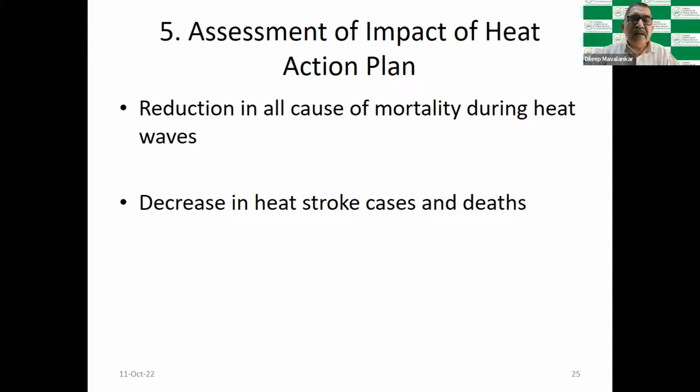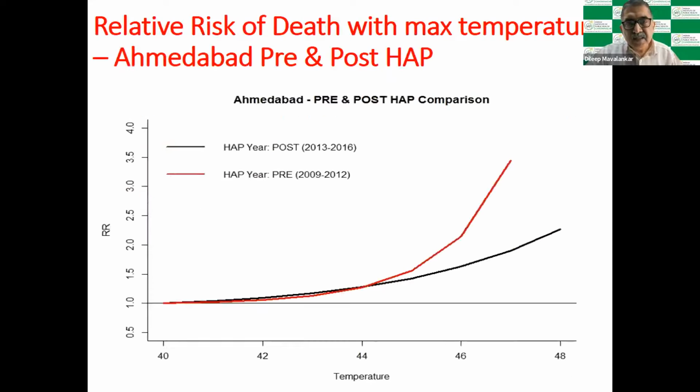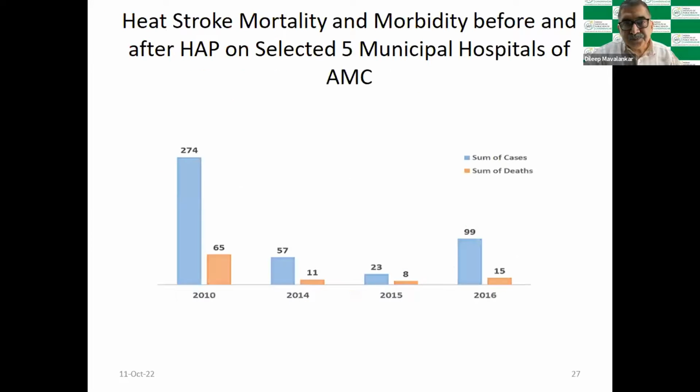Finally, every year after the summer is over, our team with the municipal corporation does an assessment of how many cases and deaths happened of heat stroke, and how much implementation happened of the heat action plan. This graph shows the relative risk of mortality in relation to the daily maximum temperature in Ahmedabad before the heat action plan, which is the red line, and after the heat action plan. We see a clear decline in the relative risk of daily mortality as the temperature goes above 44 degrees. So it seems that the plan has had some effect in the following years.